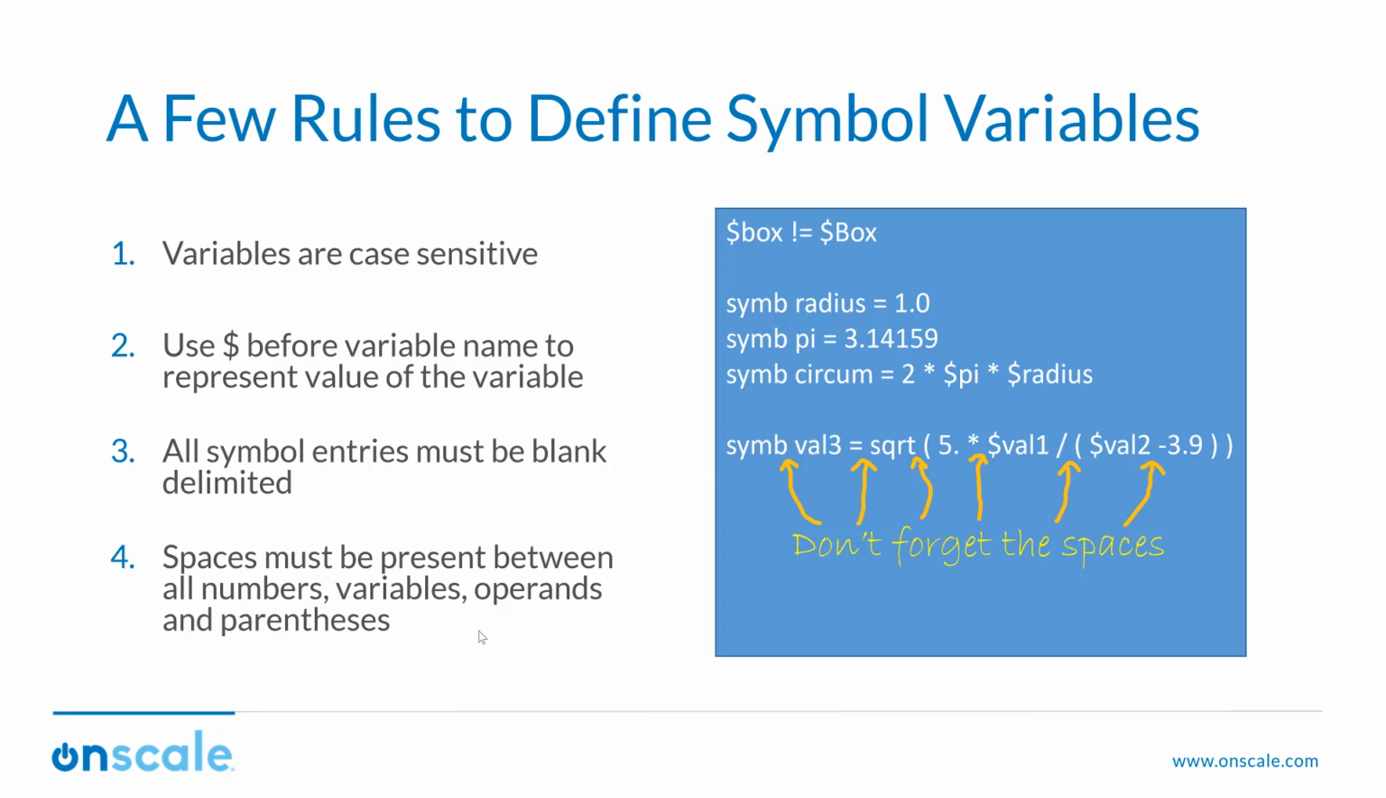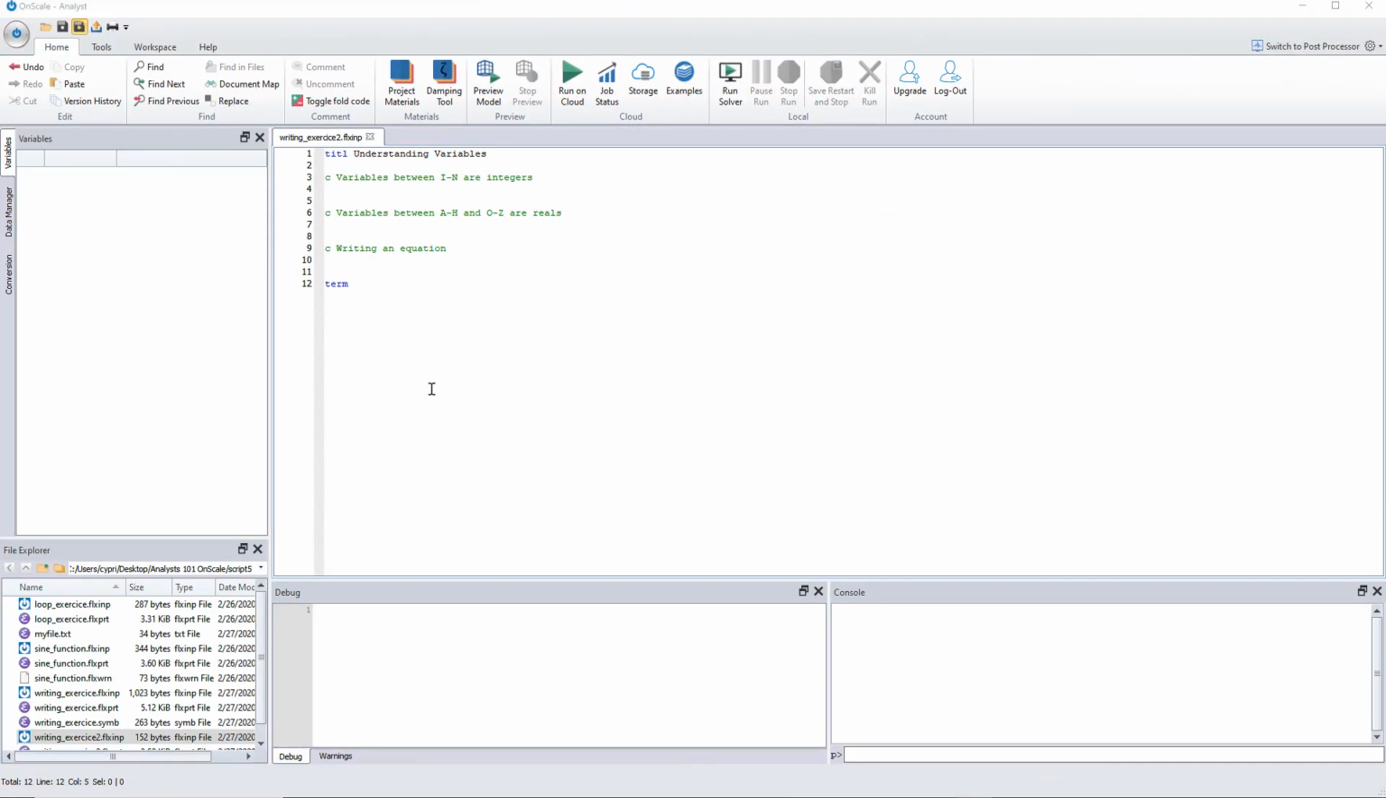Okay, and now that we know about these rules, let's switch to OnScale and let's try that. So I opened a new Analyst window and I have written some comments. So you see it's in green, and this is a comment because there is a little C before that. Now let's try to declare some variables.